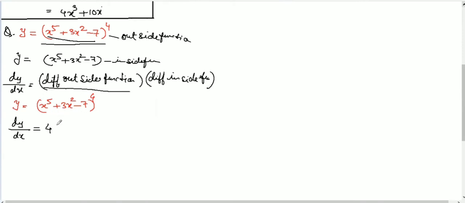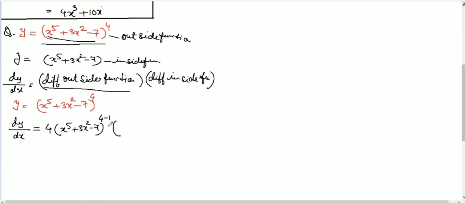So 5 times the inside function. We are differentiating the outside function only, so don't touch the inside function. Don't change anything inside the function. Just write it down as it is: 5 times (x to the power 5 plus 3x square minus 7) to the power 4. The rule says bring down the power here, and then subtract 1 from the power. This is done. This is the differentiation of the outside function.